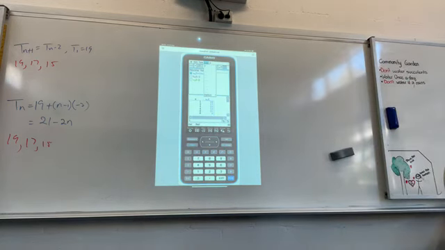Now, this is introduction to sequences on your ClassPad. You'll be using it quite a lot the next couple of weeks. Alright. Are you all happy with it? Yeah. Good. Let's go back to lesson.